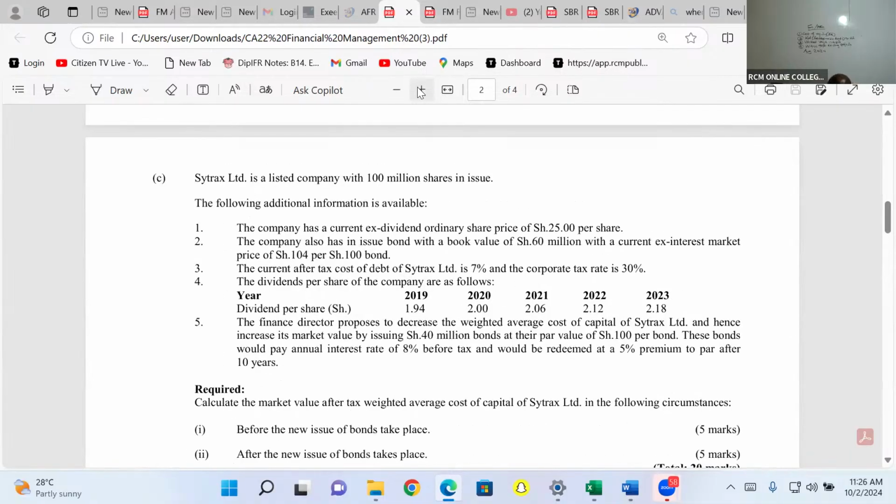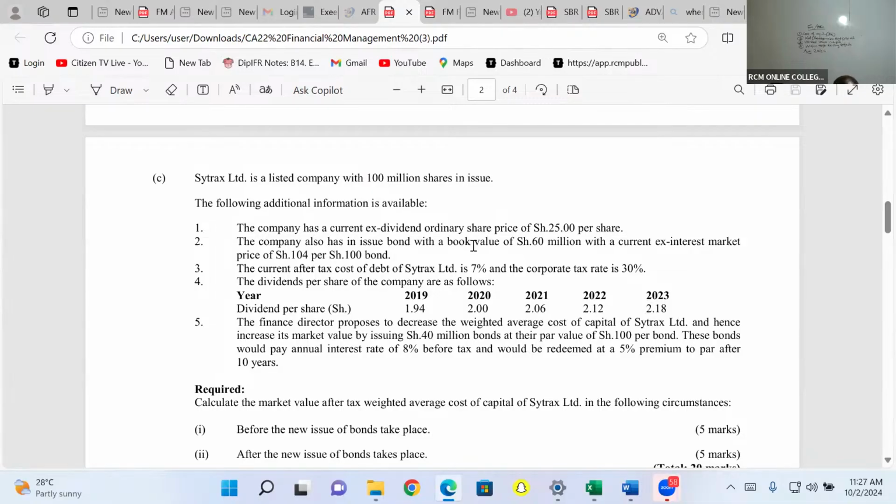Citrus Limited is a listed company with 100 million shares in issue. The following additional information is available. The company has a current ex-dividend ordinary share price of 25. So they've given us the market price per share, which is ex-dividend. Note 2, the company also has in issue bonds with a book value of 60 million with a current ex-interest market price of 104 per 100 shillings. The current after-tax cost of debt of Citrus Limited is 7% and the corporation tax rate is 30%.